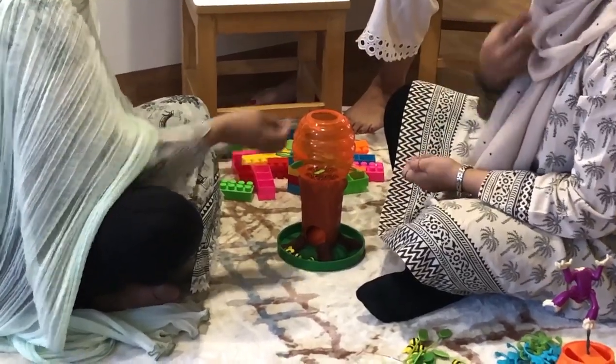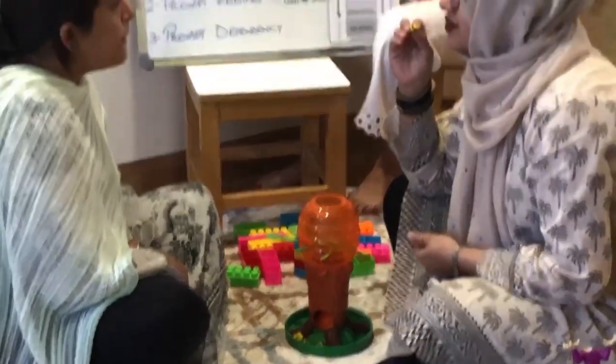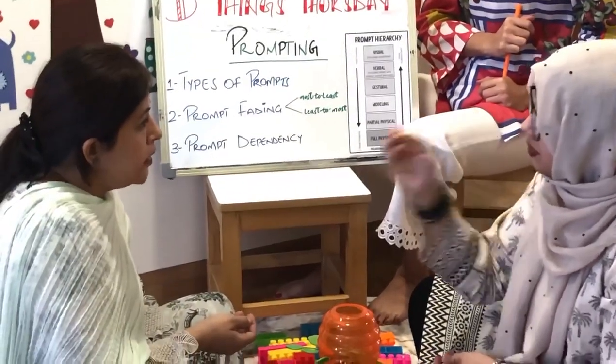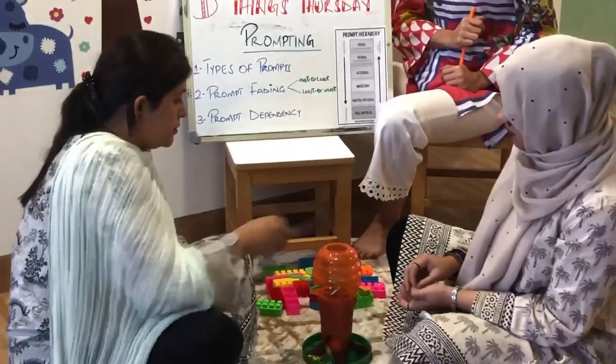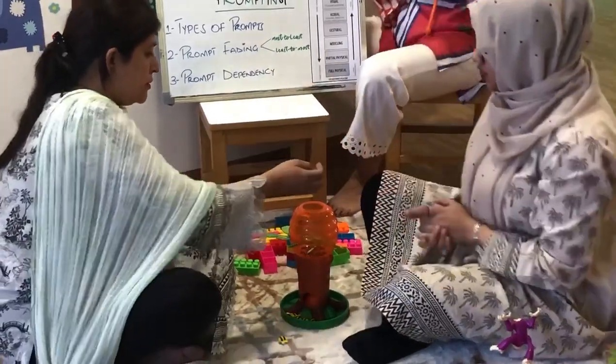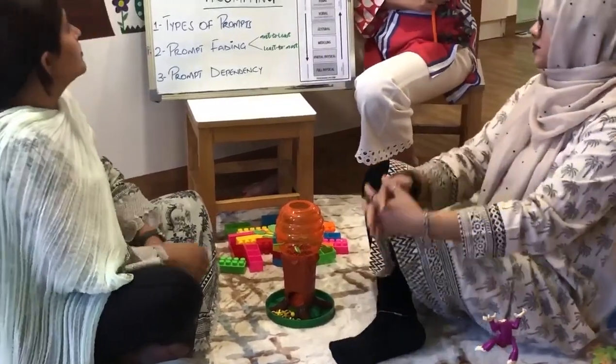Bee. So over here, bee. Bee. Good job. Bee. Bee. Good job. So over here we've done a demonstration of most to least prompting in 2 different ways.